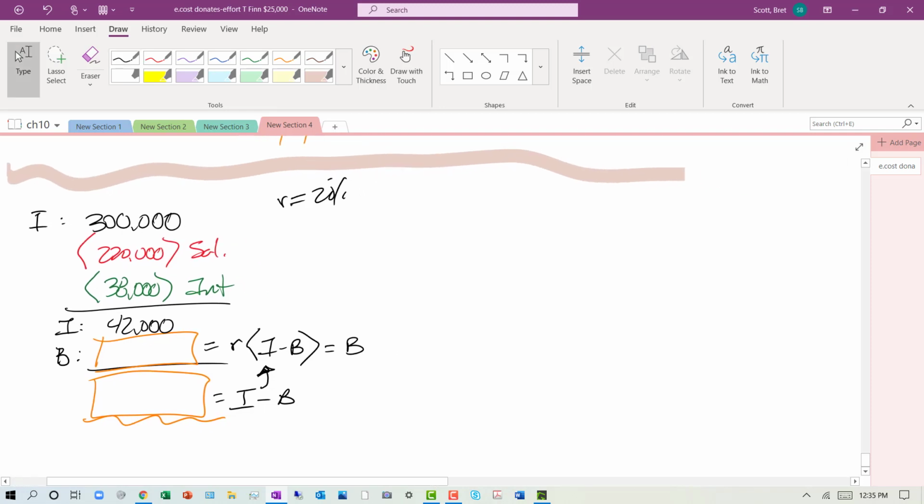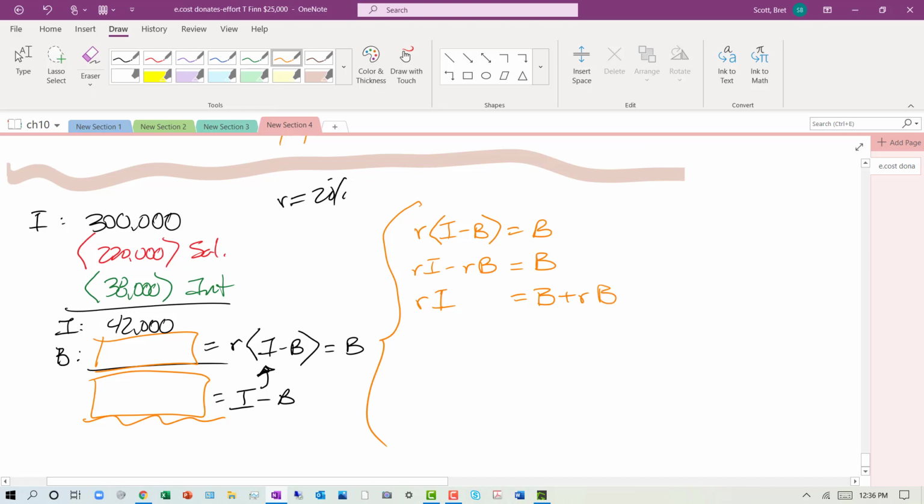And that looks like a weird algebra that's going on there, so let me explain how to rearrange this. R times (I minus B) equals B. Let's distribute the R: RI minus RB equals B. And let's move the B's over to one side. So RI equals B plus RB, just moving over that RB to one side. And let's factor out the B, because we want to isolate that.